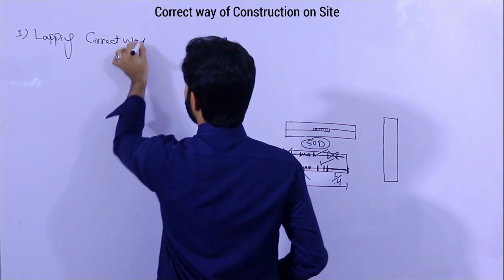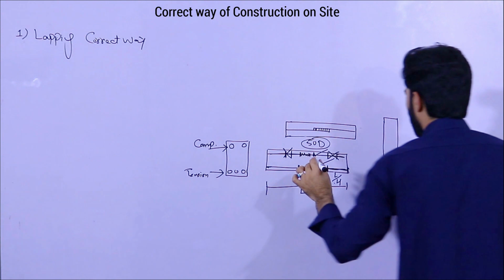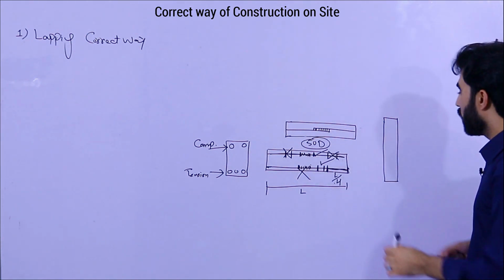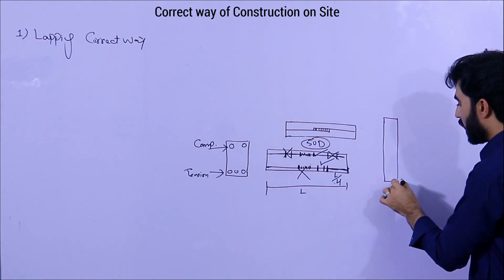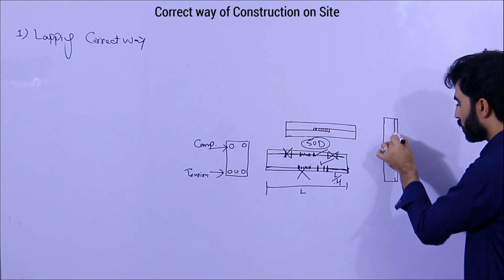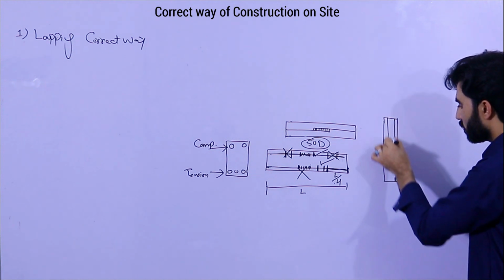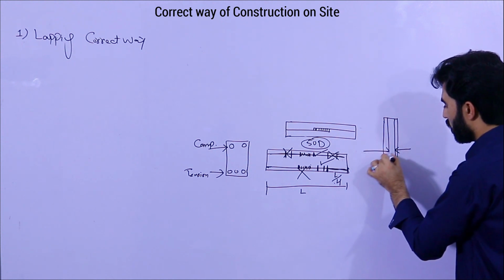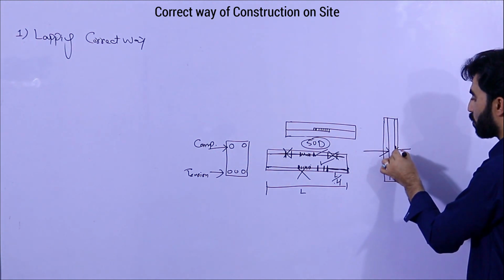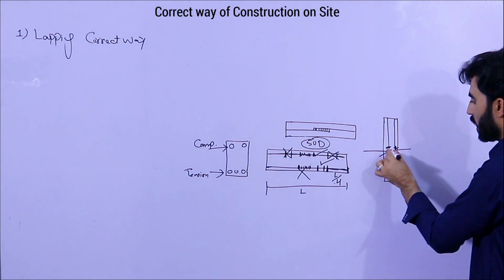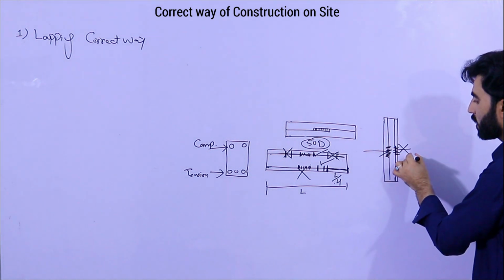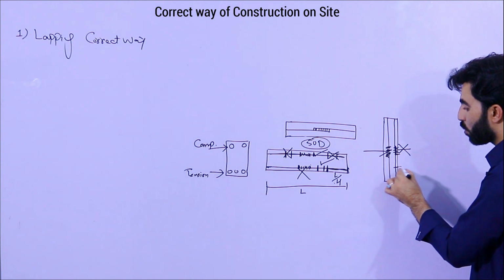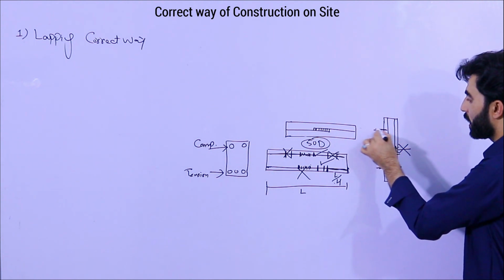Correct way. Now come to compression. Compression is a column. So remember, guys, the lapping should not be provided at the mid. Don't provide at the mid. So this is wrong. The lapping should not be provided at the mid. Also here, this is wrong, guys. And also the lapping should not be provided at the bottom or here at the top.